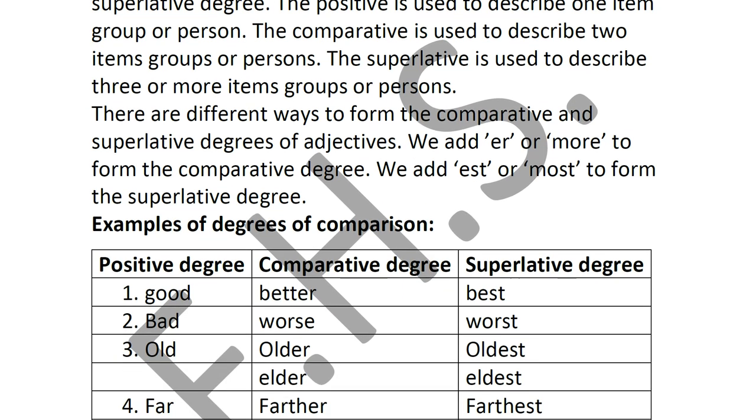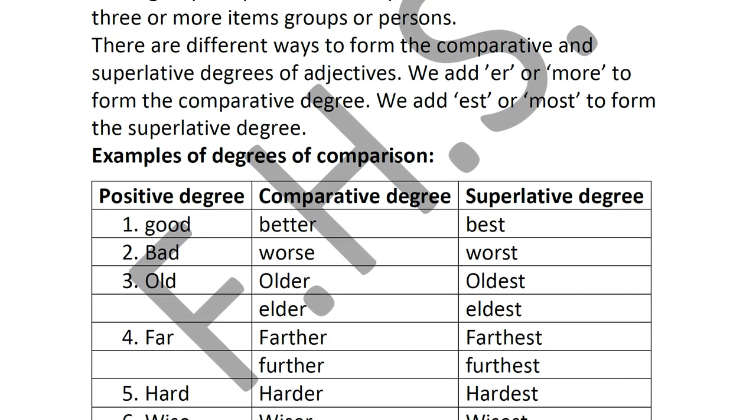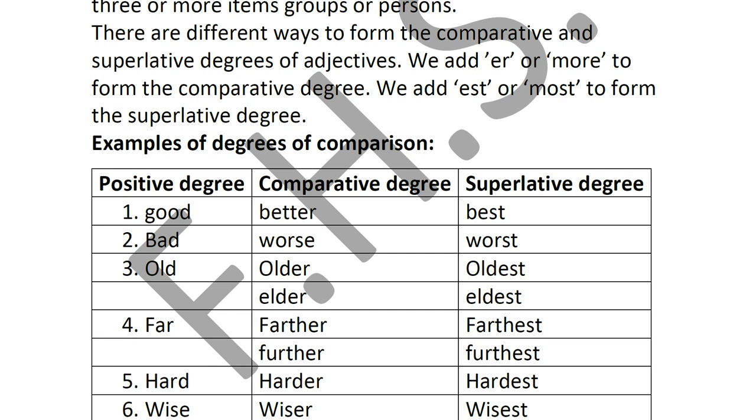Now there are different ways to form the comparative and superlative degree of adjectives. When you're forming a comparative degree, we will add er or more. Like for example, big is the positive degree, and to make it comparative, you will add er, bigger. Or if you say beautiful in the positive degree, to make it comparative, you will say more beautiful. So to make it comparative, in some words you add er, and in some words you add more.